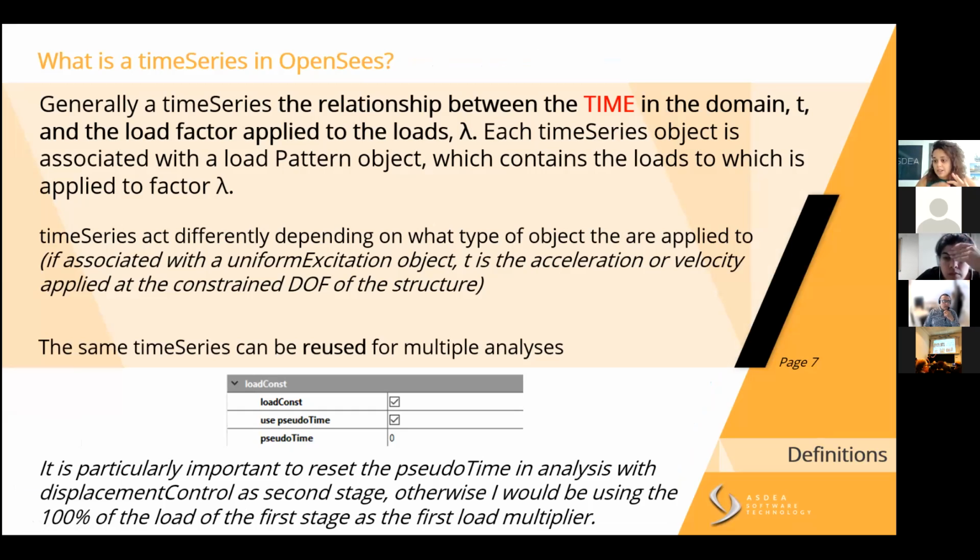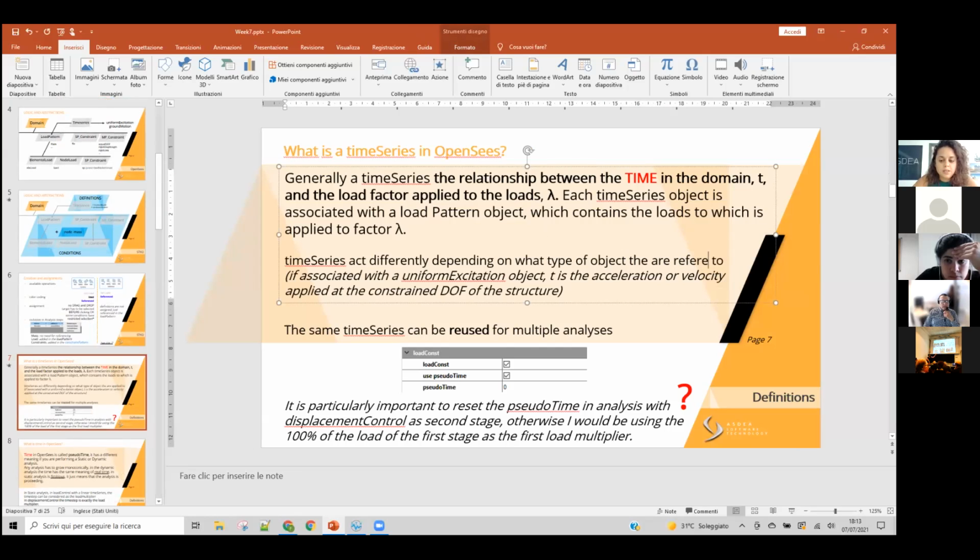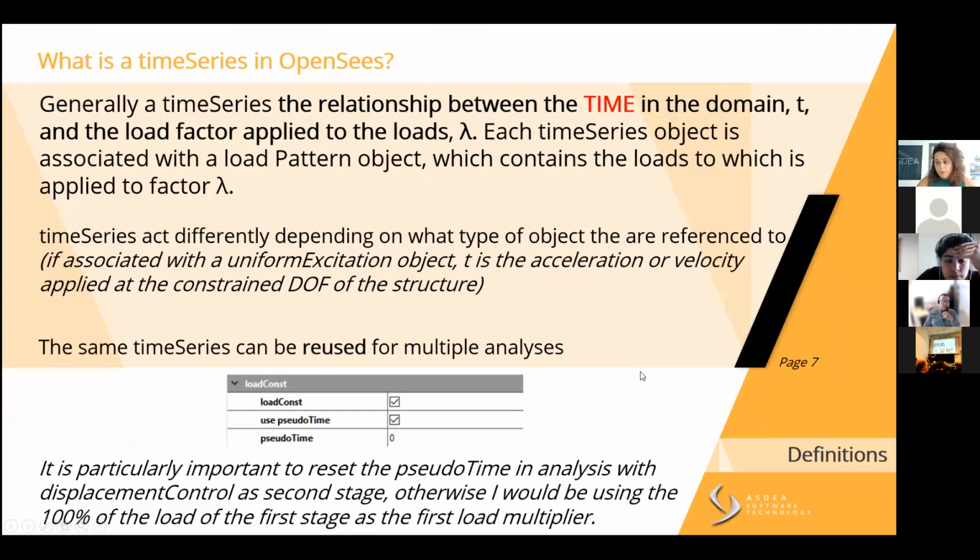Of course, time series are not just this. They act differently depending on what type of object they are referenced to. If associated, for example, with the uniform excitation object, which is not a load pattern object, it's something different. It is not the load factor, it is the acceleration or velocity applied to the constrained DOF of the structure. For example, when you apply a uniform excitation with a path time series, so something that's moving up and down, like a seismic input, you're going to apply that acceleration to the DOF of the structure.